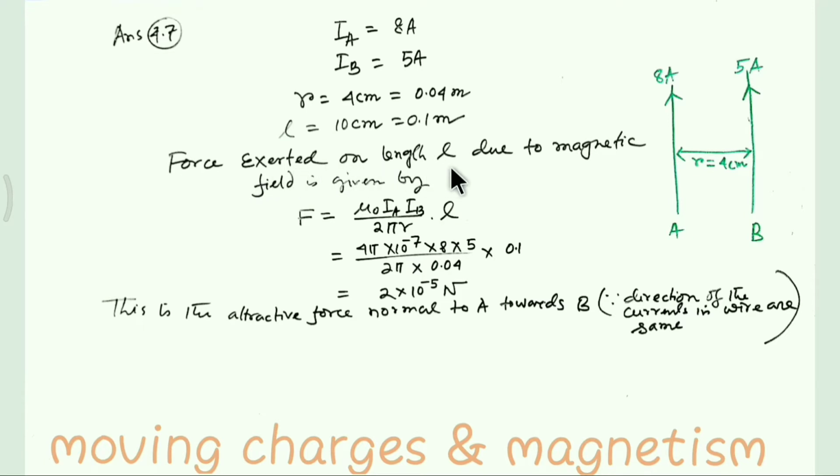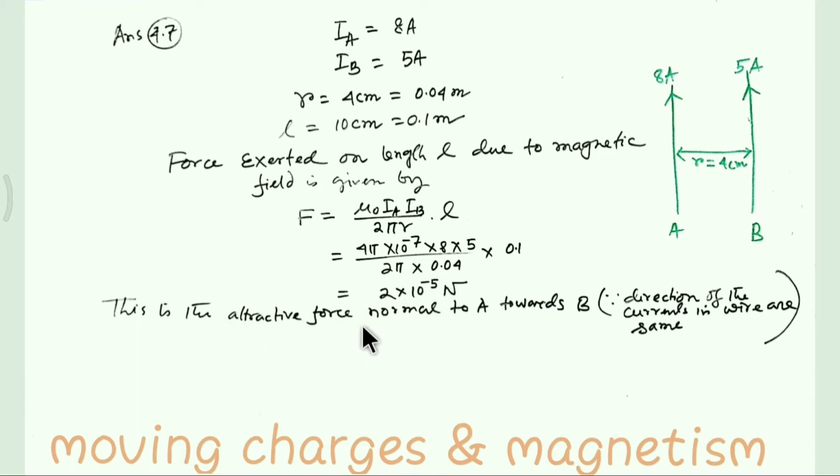Force exerted on length L, that is 10 cm, due to the magnetic field is given by, actually formula is mu0 Ia Ib by 2 pi r, force per unit length. For L length it will be multiplied by L. Okay, so we have put all the values here and we can get the value as 2 into 10 to the power minus 5 Newton.